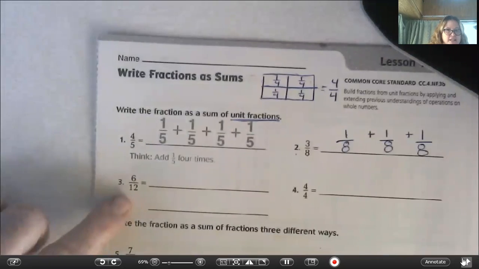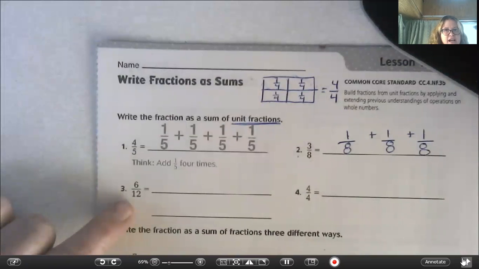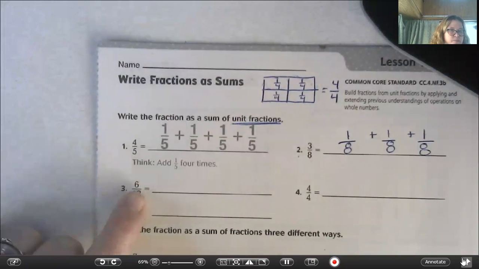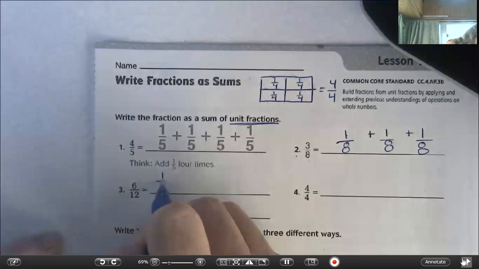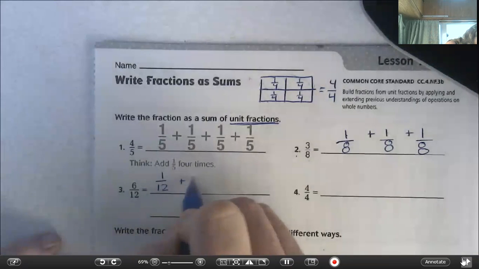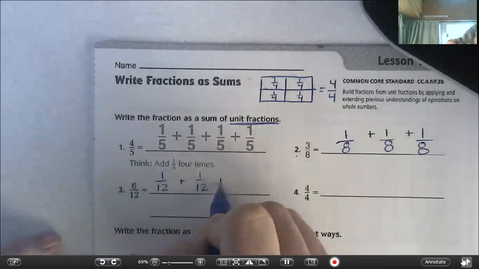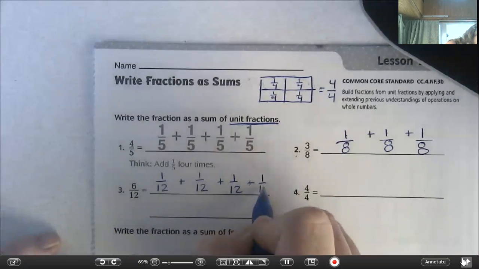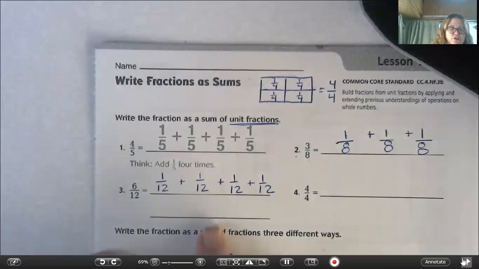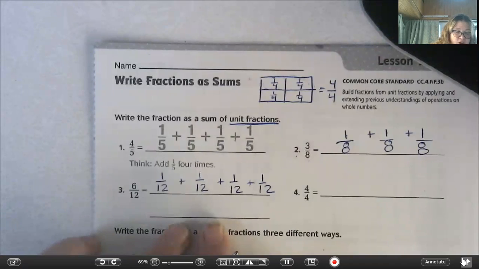So when we're looking at 6/12, again, how are we going to do that? How many parts are we talking about? We're talking about 6 parts. So I know that I have 1/12 plus 1/12 plus 1/12 plus 1/12. Oh, now I see why there's a second line. I couldn't fit them all on one line.